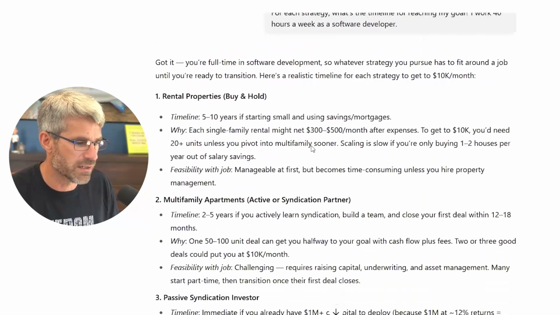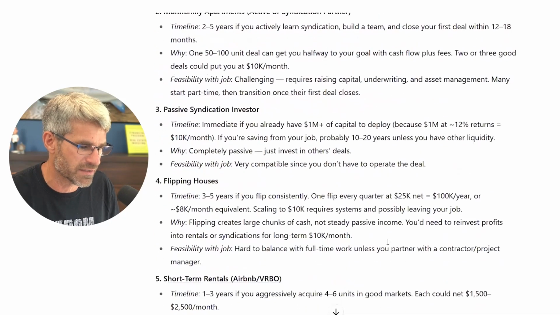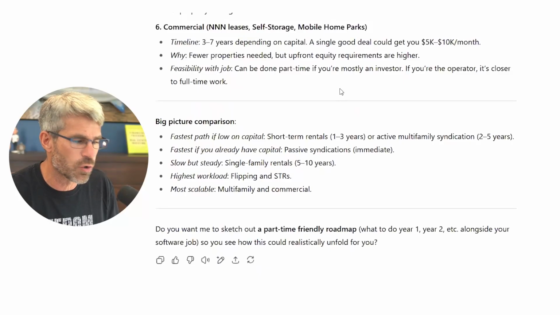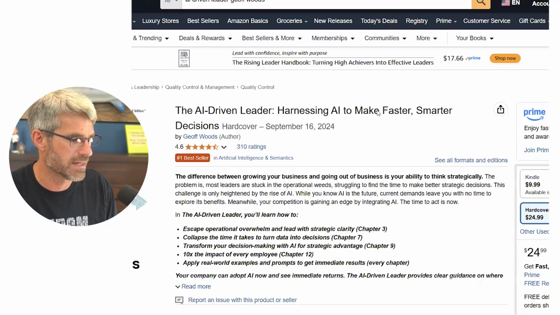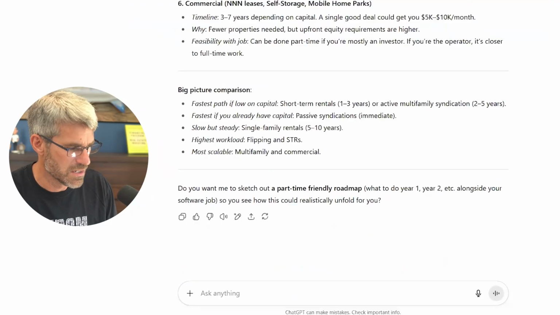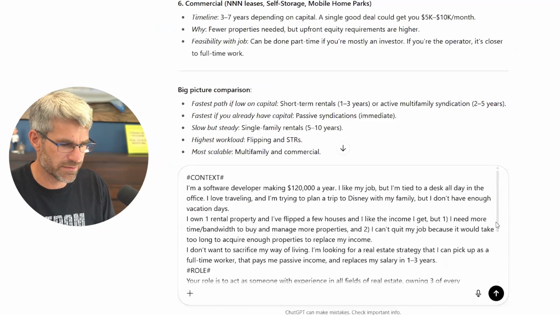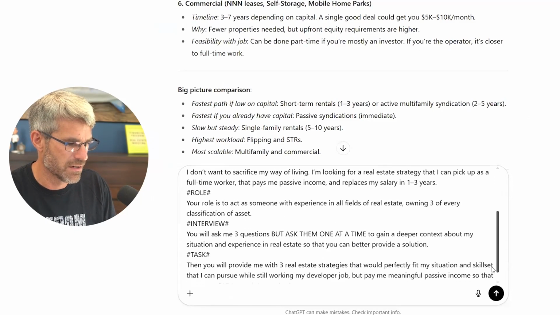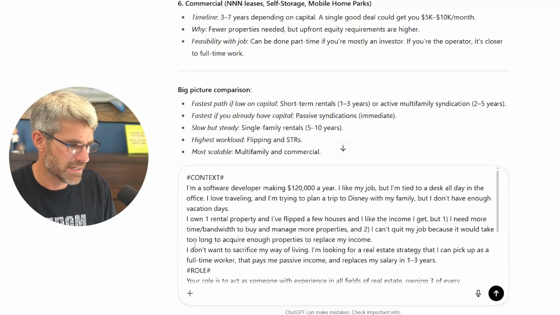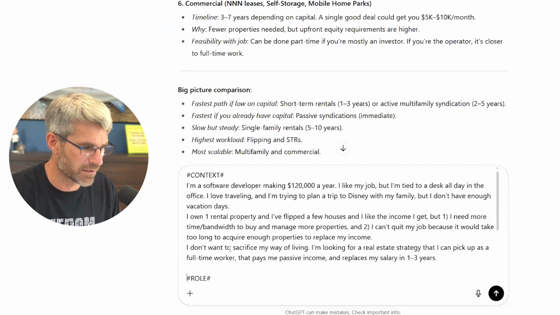So what we want to do here, and then I asked it, give me some timelines for that. And this is interesting, but again, there's so much stuff here that I'm really confused about what really is going to help. So what I want to do here is show you a better system, and it's called the CRIT system. It's by this guy here, Jeff Woods, the AI-driven leader. It's on Amazon. So what I'm going to do here is paste this in for you to take a look at, and CRIT really stands for context, role, interview, and task. And it's a different way of prompting a chat.